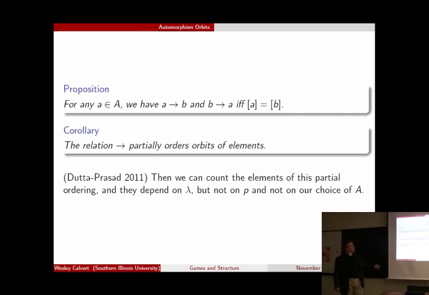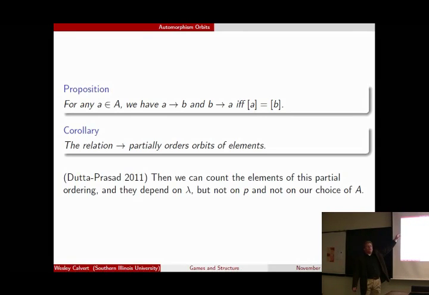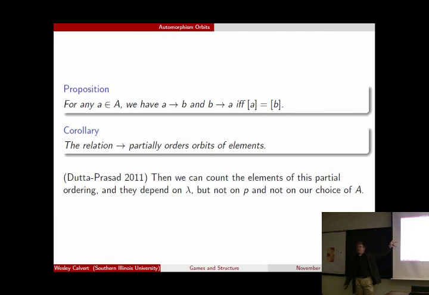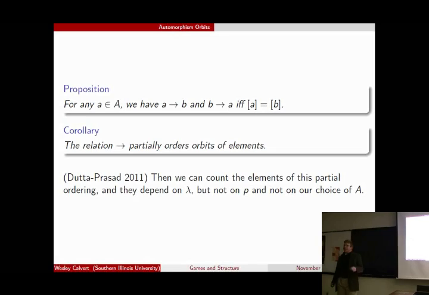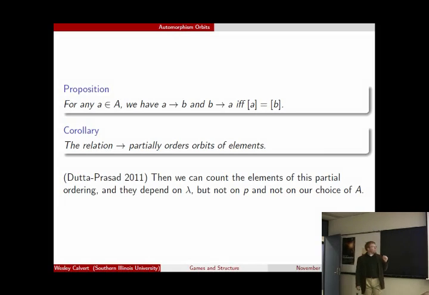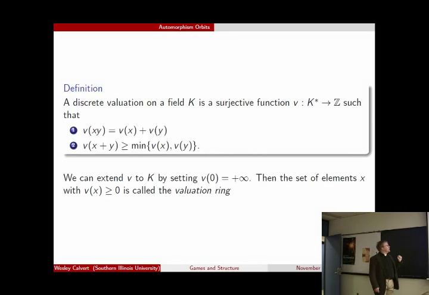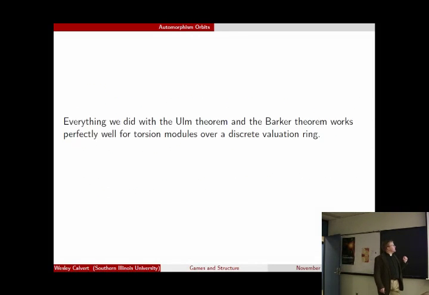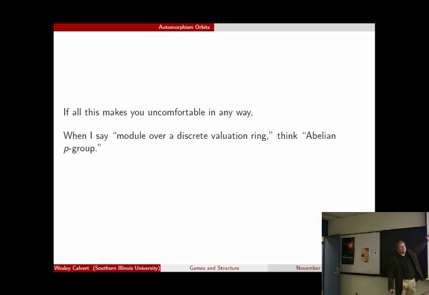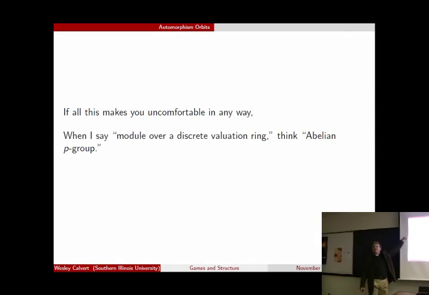And so by looking at the partial ordering that you get from that, you can actually count how many elements are in it, and you can count the orbits. And that they had done before. If anything about valuations makes you uncomfortable, pretend I didn't say it and pretend I'm talking about Abelian groups.